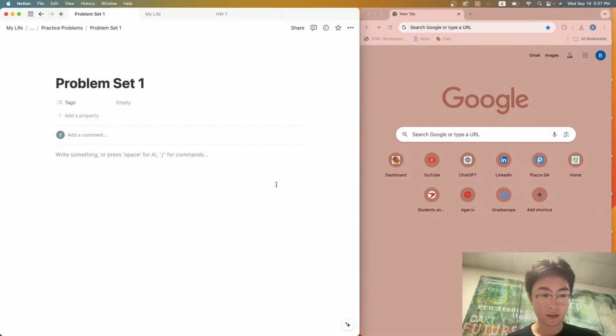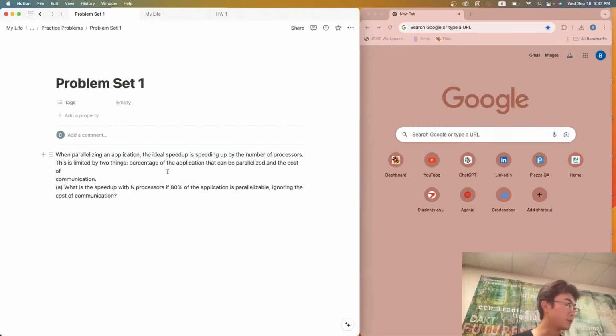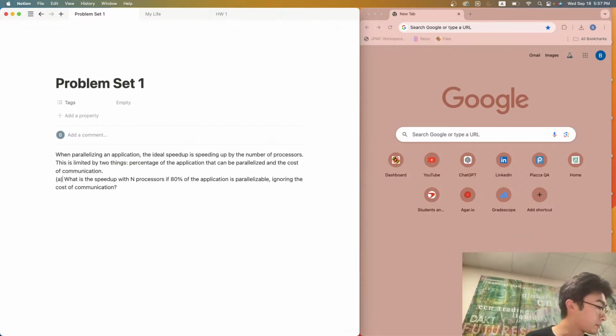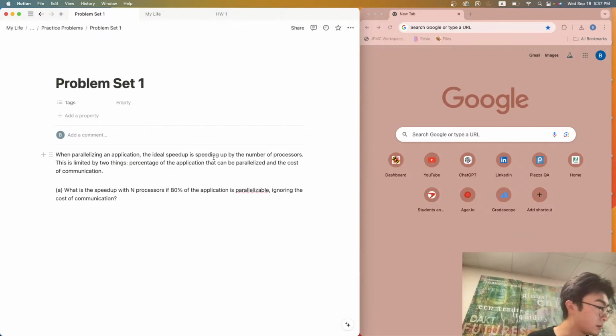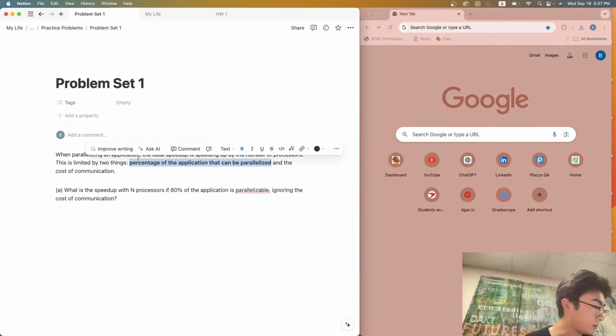The first one here is when parallelizing an application, the actual speed up of speeding up by the number of processors. This is limited by two things: the percentage of the application that can be parallelized and the cost of communication. Really?